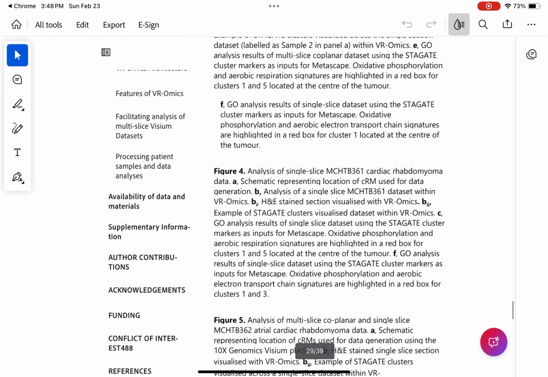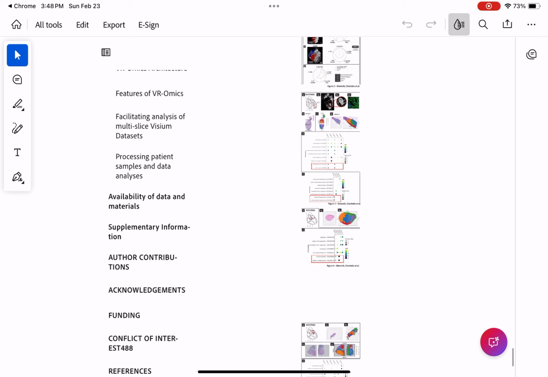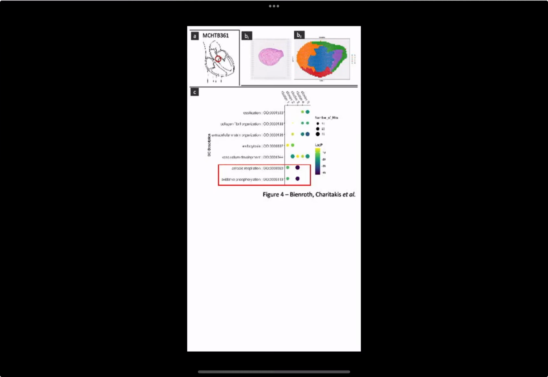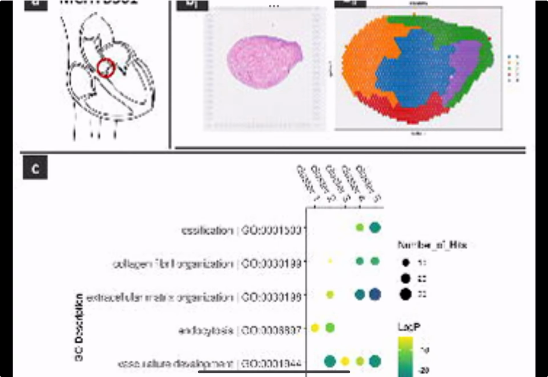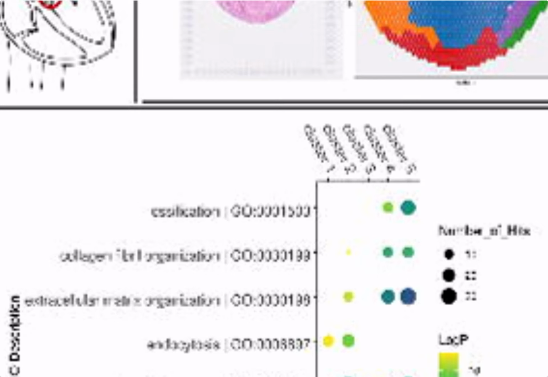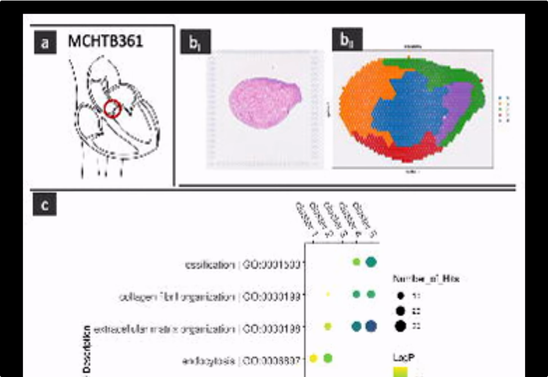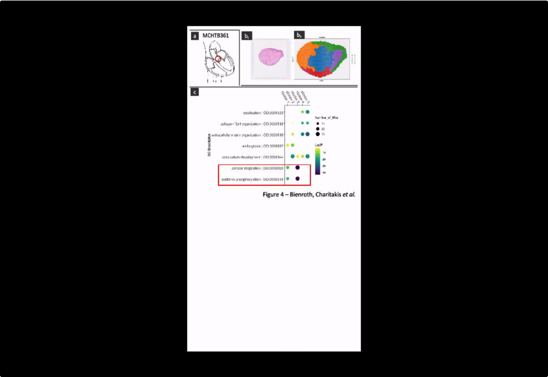Example of STAGIT clusters visualized across the single-section dataset, labeled as Sample 2 in Panel A, within VR-Omics. GO analysis results of the multi-slice coplanar dataset using the STAGIT cluster markers as inputs for Metascape. Oxidative phosphorylation and aerobic respiration signatures are highlighted in a red box for clusters 1 and 5 located at the center of the tumor. GO analysis results of the single-slice dataset using the STAGIT cluster markers as inputs for Metascape.